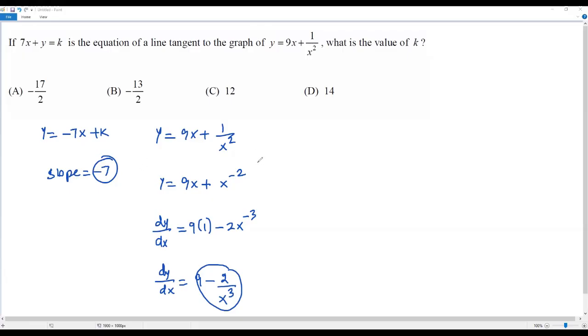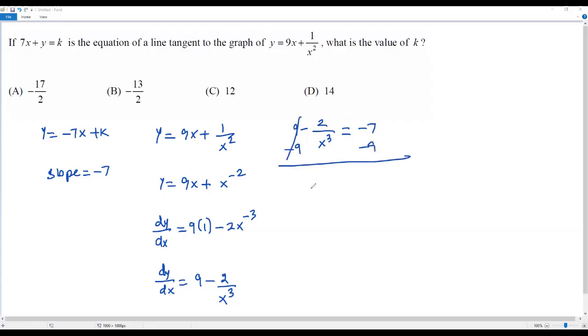Since both of them represent the same thing, we can equate them. That is 9 - 2/x³ = -7. Now we have to solve for x in this equation. For that, let me subtract 9 from both sides. When I do so, the 9 and -9 will cancel. Then I'm getting -2/x³ = -16 on the right side.